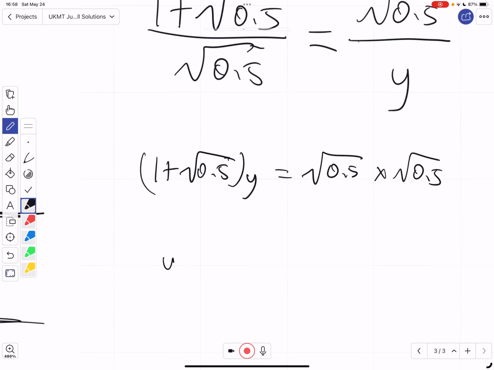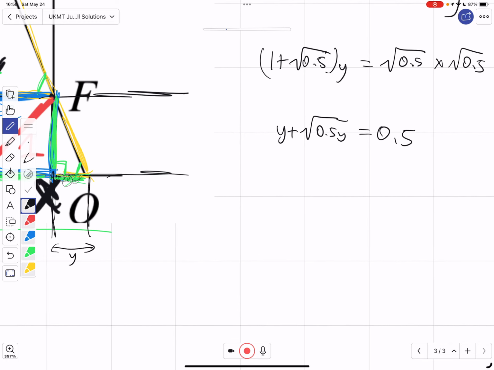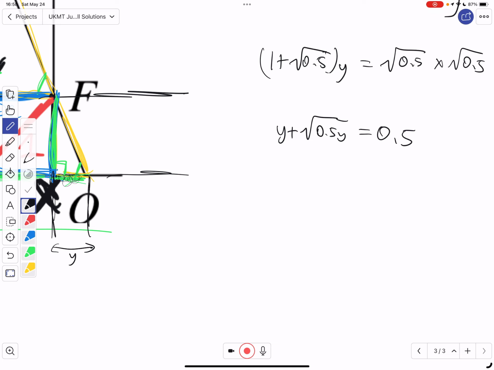This simplifies to y plus the square root of 0.5y is equal to 0.5. And now we just have to solve for y by isolating it. But what I'm going to do here is a bit different from what we usually would think. Wait, I'm just going to quickly simplify back, because I have just made a mistake. But mistakes are fine, we're going to correct it.